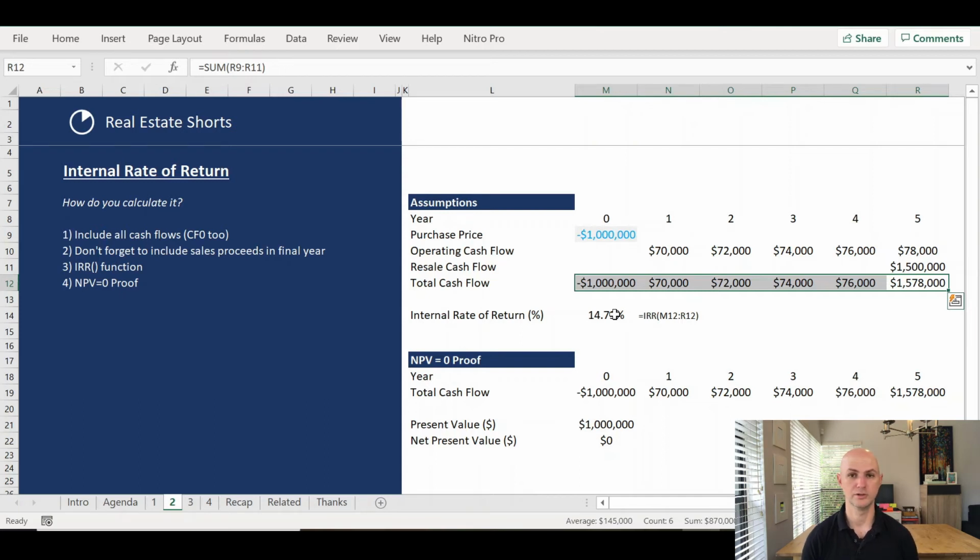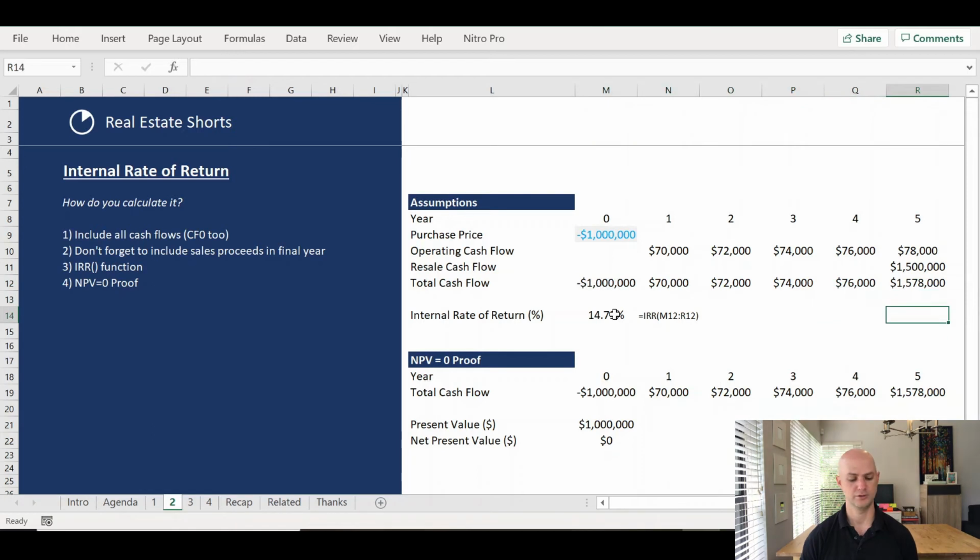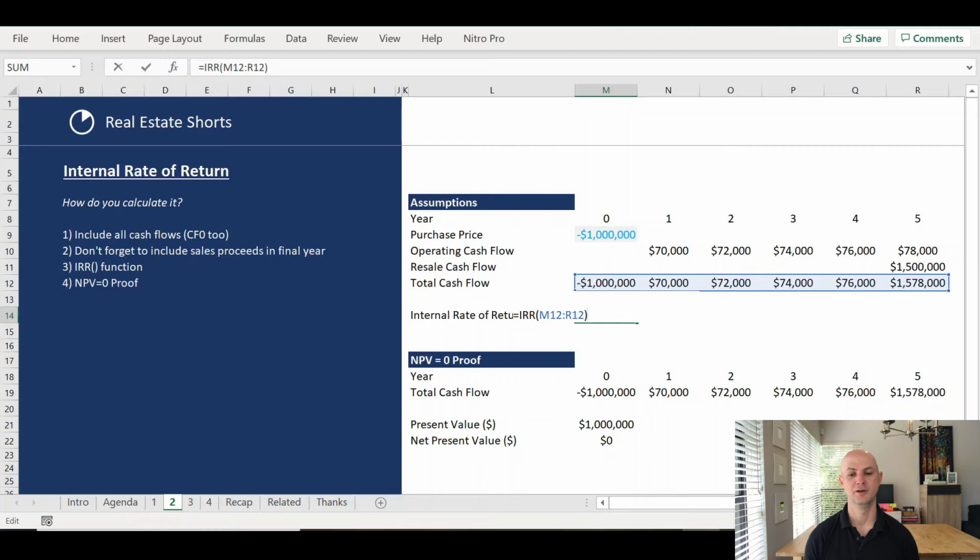So I'm sure you're going to ask next, what is the function? How do I? And in this case, it's relatively straightforward. So we have internal rate of return, IRR. So equals IRR, open parentheses, and then you simply select all the cash flows. You'll notice that everything from the $1 million through the $1.578 million. Keep in mind that last period's cash flow is the combination of what you sold it for as well as all the rent that you collected in that period.